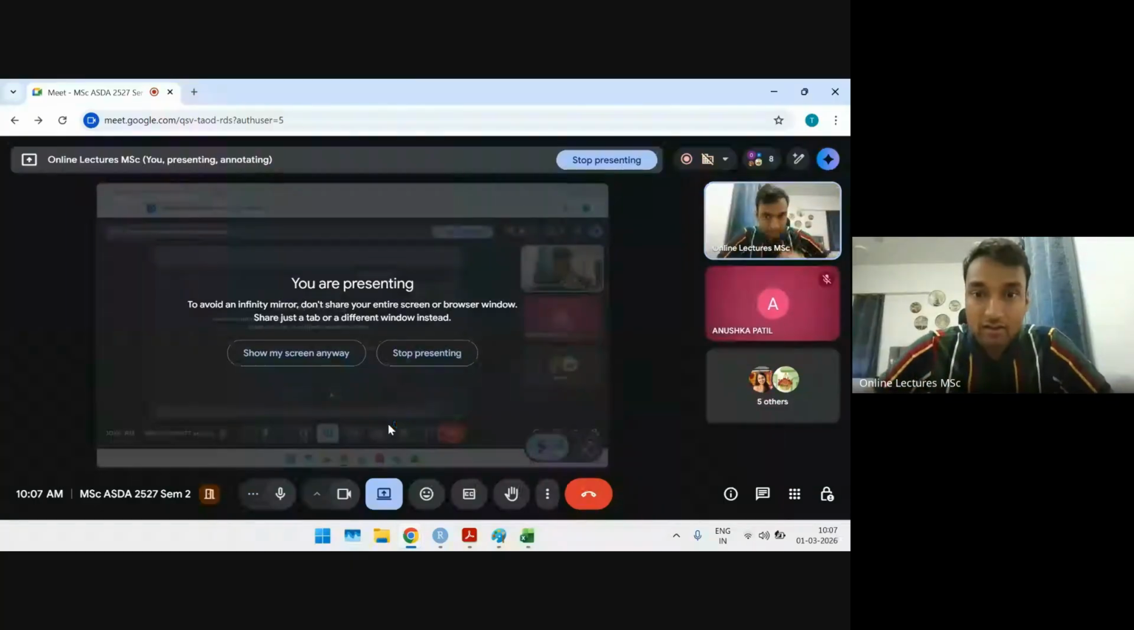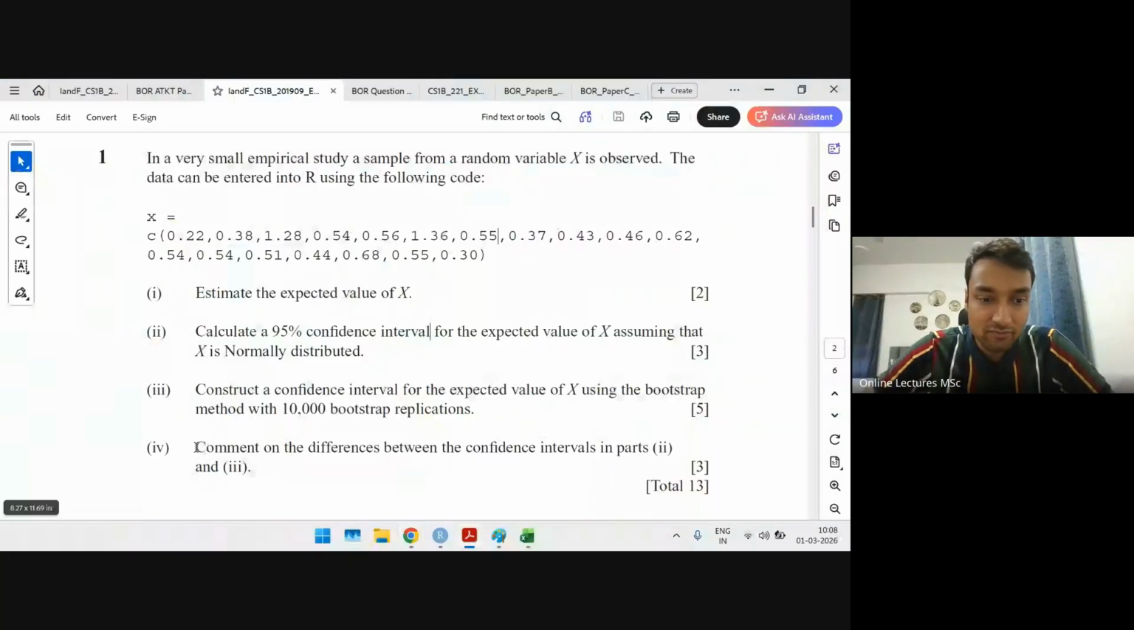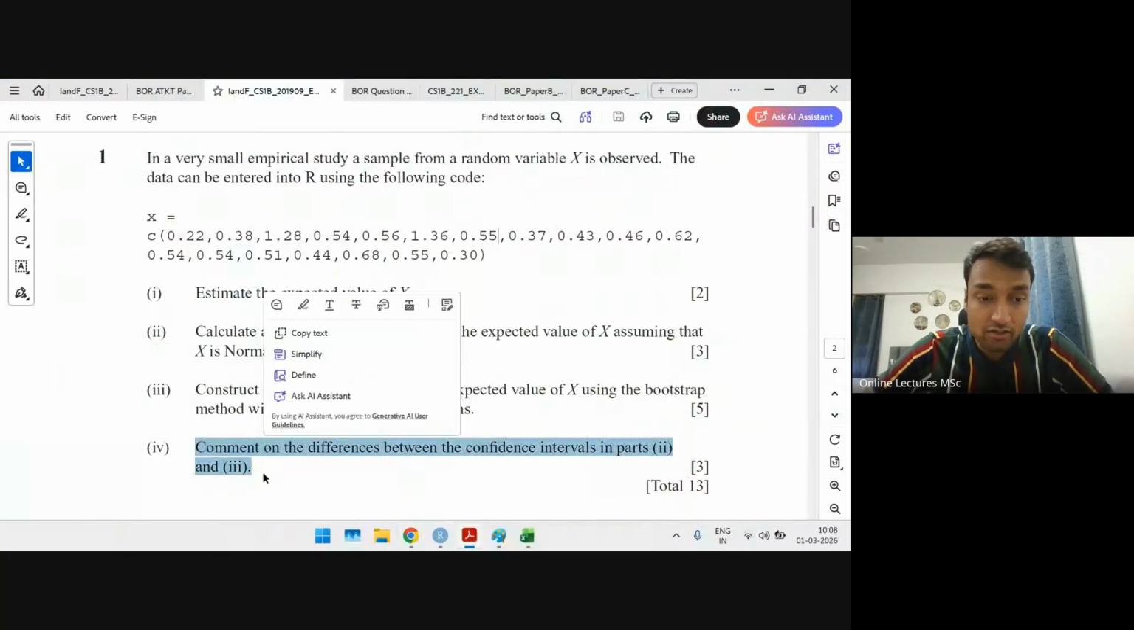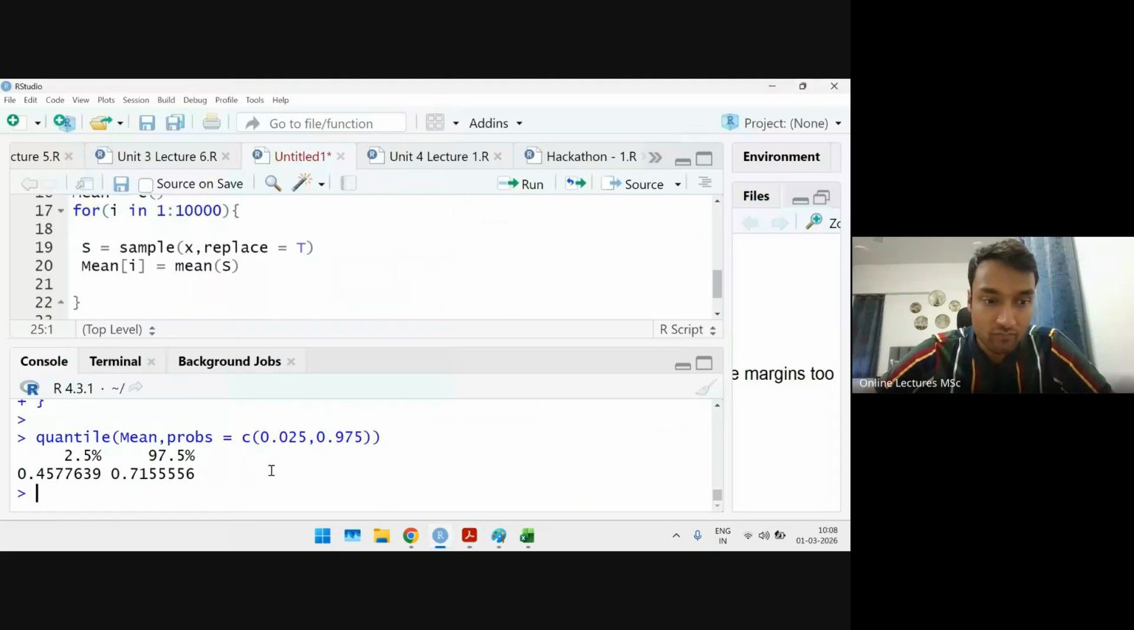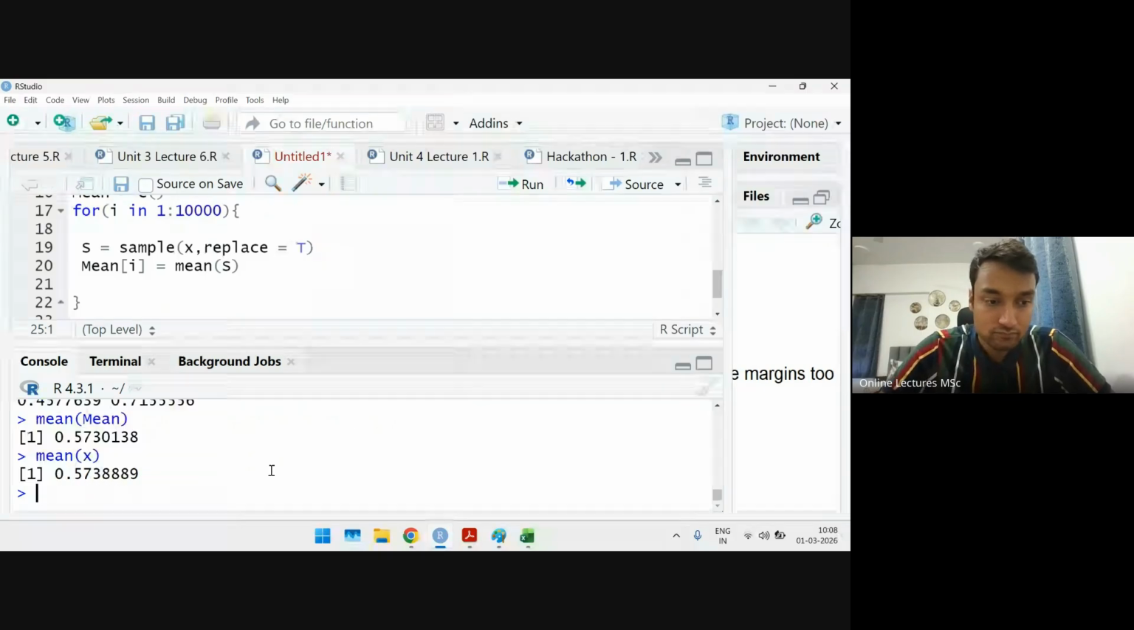Yes, sir. Okay, so what would be the last part? 4 marks. The fourth point: comment on the differences between the confidence interval in part 2 and 3. Would anyone like to make a comment?